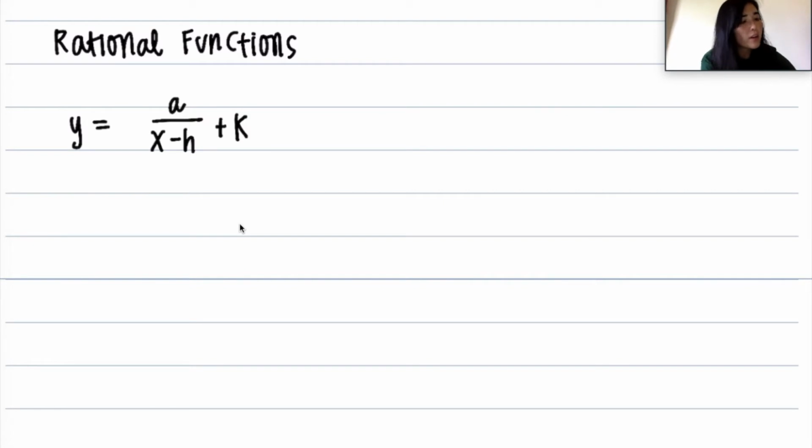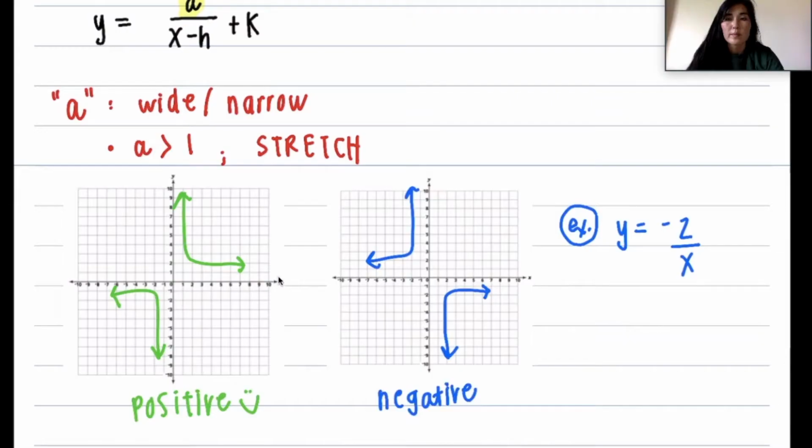So let's go ahead and we'll first talk about A. Here's an example with A. A is going to be a number. If your number is greater than 1, your graph is going to get stretched, so it is going to get expanded out this way, and I'll show you what that looks like in a second. But the other thing that you want to look at A for is to see if it's going to be a positive or a negative graph.